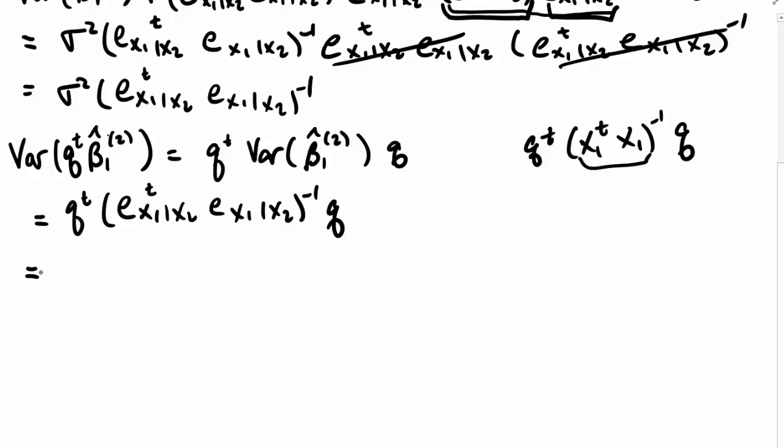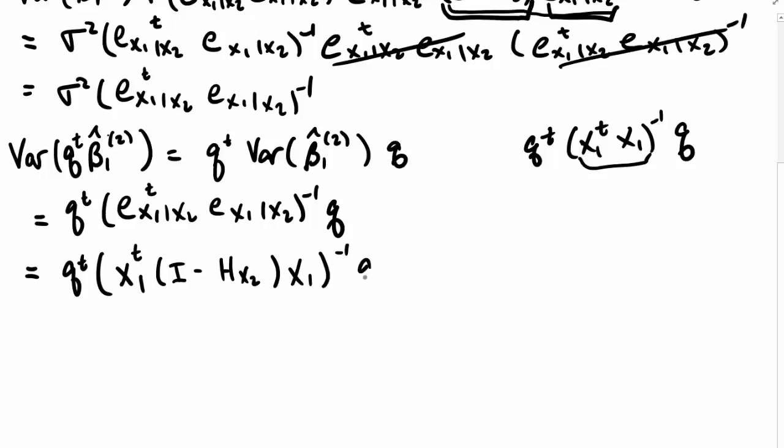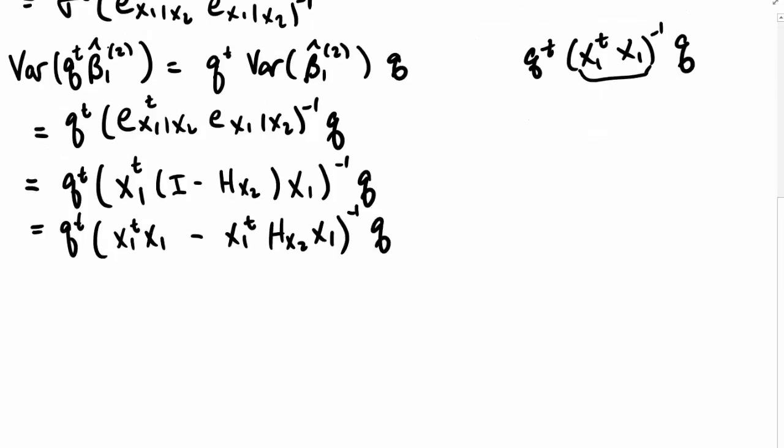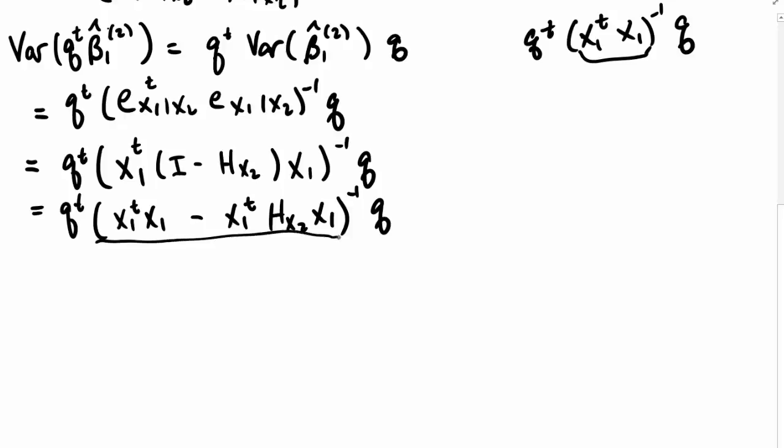Okay, now let's keep working on this a little bit. This is Q transpose, and then this I can write out as X1 transpose I minus H X2 times X1, inverse times Q, which I can write as Q transpose X1 transpose X1 minus X1 transpose H X2 X1 inverse times Q. Now this inverse is kind of complicated, but via the Woodbury theorem, which we used when deriving the PRESS residuals, I can write this out as X1 transpose X1 inverse minus, let's just say W.